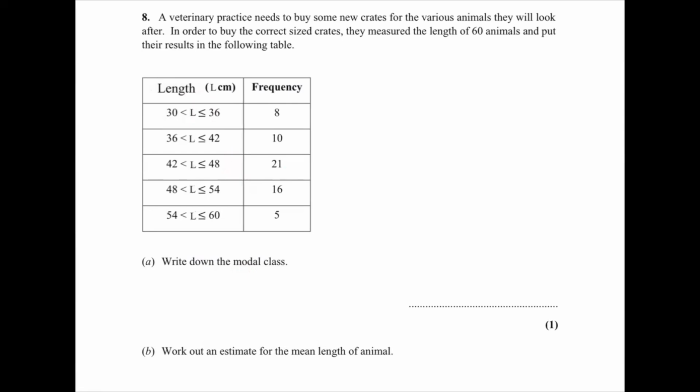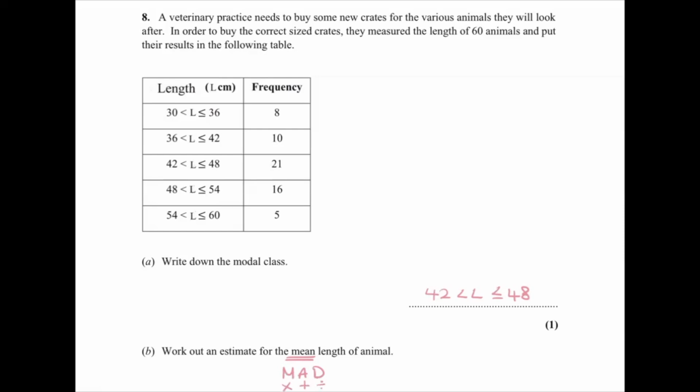So we would be writing down the full class width. The next part of the question is asking us to work out an estimate for the mean. Now, when I see a table and that word mean, I know that I'm going to be using the MAD method. This helps me remember the steps. I multiply first, I add, then divide.